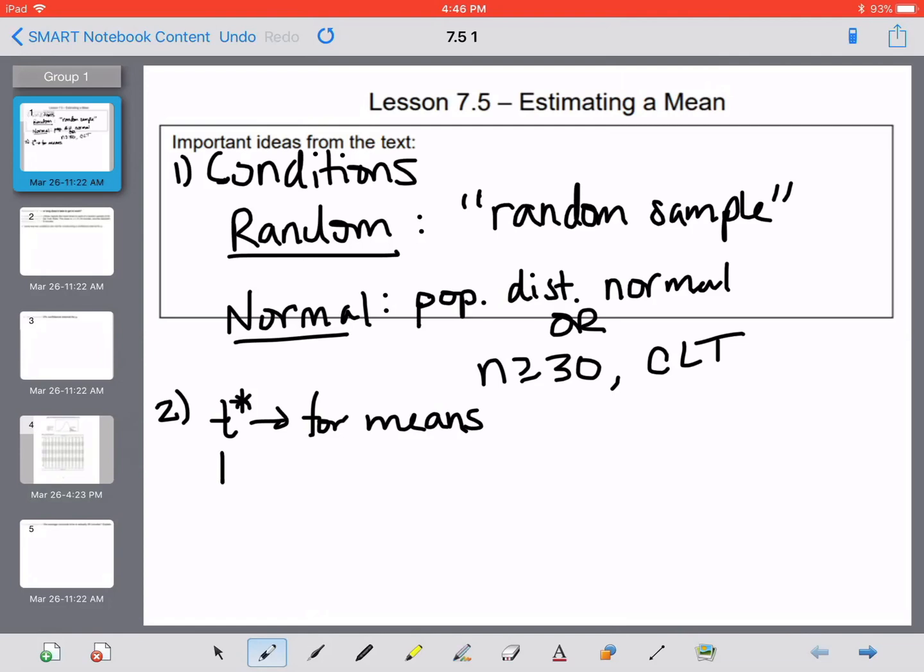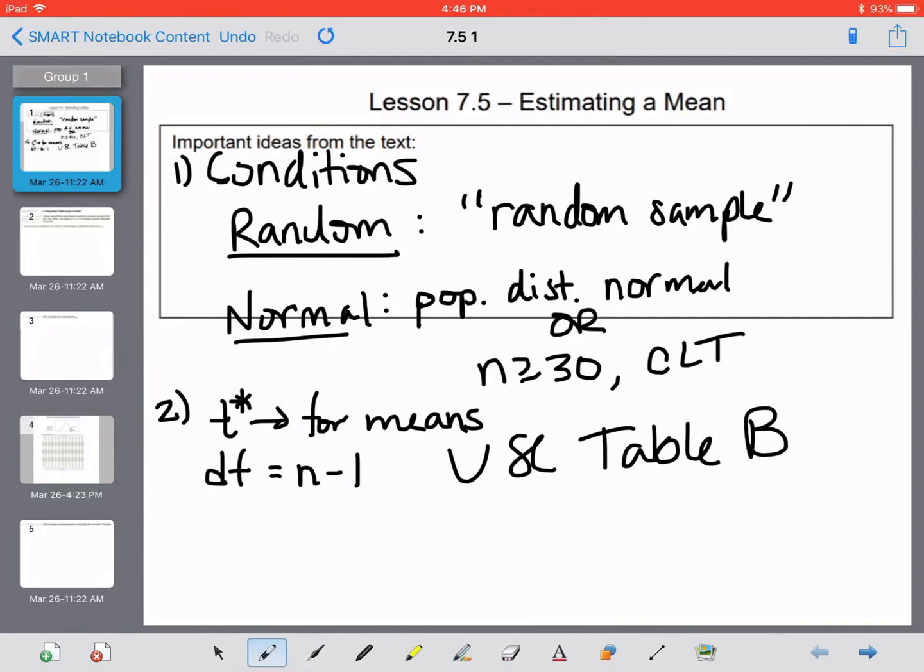And with this, you need this thing called degrees of freedom, so df. What that is, is just n minus 1, n being your sample size. And again, we're going to use table B for this, and I'll show you how to use it.